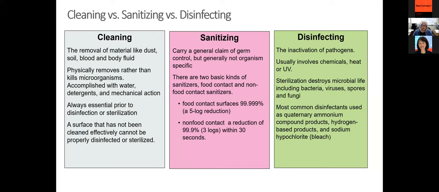There are two different kinds of sanitizers: one is food contact rated, and one is non-food contact rated. Food contact surfaces have to achieve a 99.999% reduction, whereas non-food contact is a reduction of 99.9%. To most of us, that doesn't seem like a big difference, carrying out those two decimal points. But there's a time attached, so that has to happen within 30 seconds, with a 3-log reduction, which is a count of colony forming units, or a 5-log reduction for food contact surfaces.